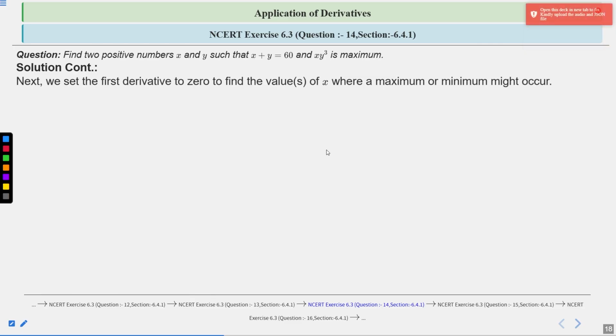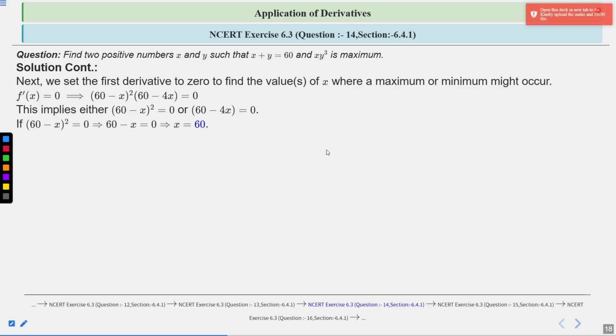Next, we set the first derivative to 0 to find the values of x where a maximum or minimum might occur. So f dash x will be equal to 0. This implies (60 minus x) whole square into (60 minus 4x) will be equal to 0. This implies either (60 minus x) whole square is equal to 0 or 60 minus 4x is equal to 0.